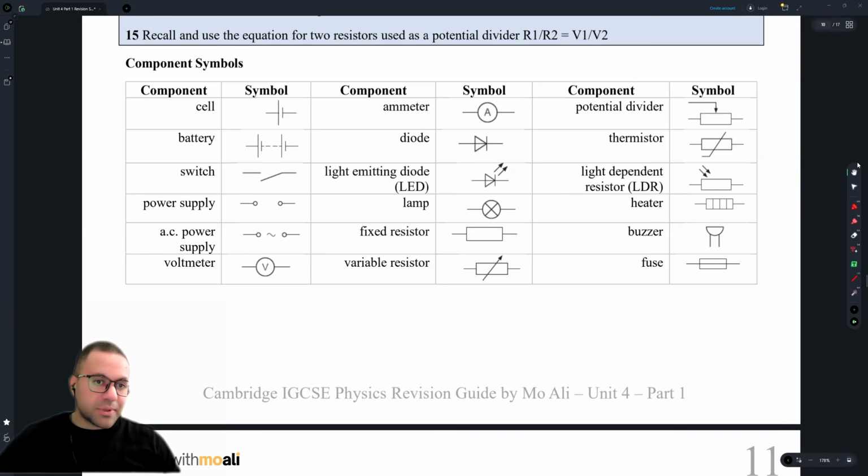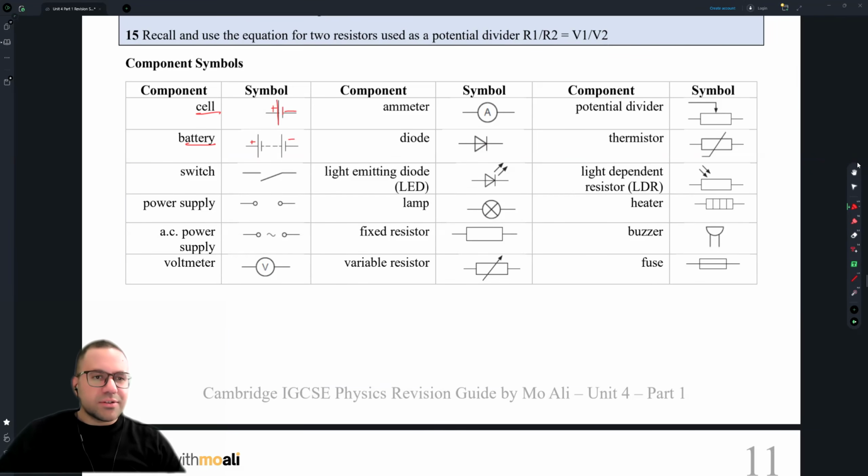So starting from the top left hand, the cell and the battery are basically the same thing. A battery is just multiple cells. Long line is positive, short line is negative. Positive and negative. Switch is always drawn open because a closed switch is just a line. Power supply.